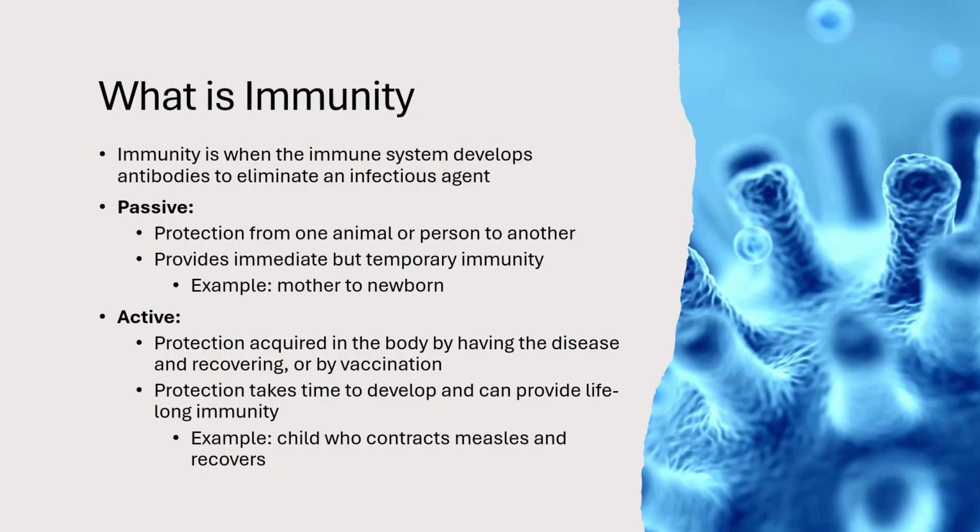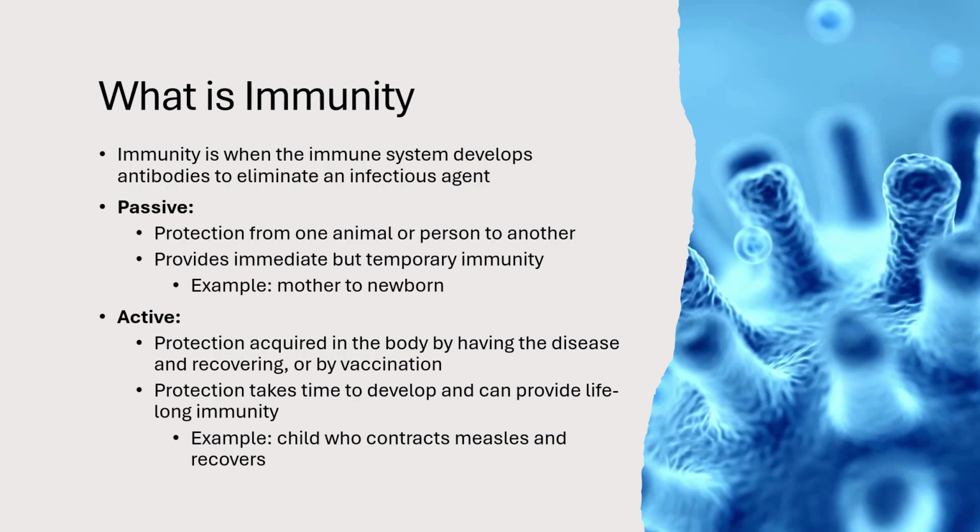So in order for our bodies to protect themselves, we have what we know as immunity. Immunity is when our immune system develops antibodies to eliminate an infectious agent. There are 2 types of immunities that we're going to focus on.